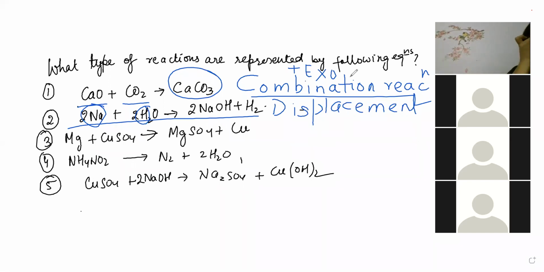Second one, beta. Is it double displacement? Third one is displacement or double displacement? Only displacement. Fine, correct, because only one metal is there. Since there is only one metal and one compound, metal plus compound, then it is a case of displacement only.